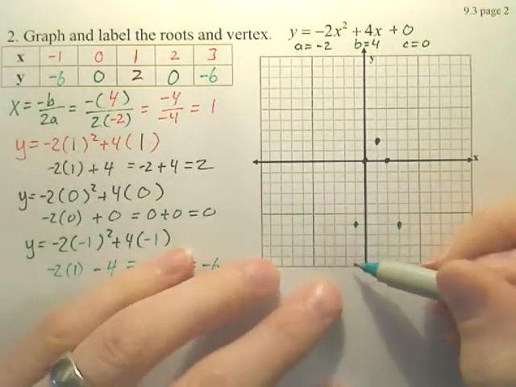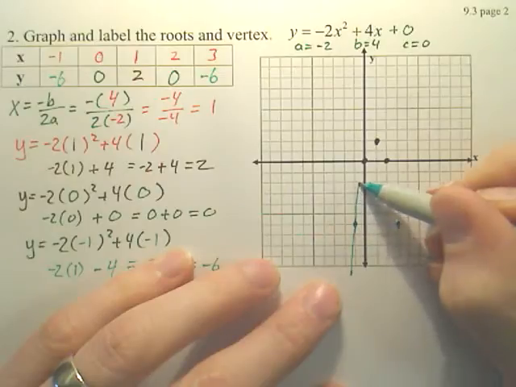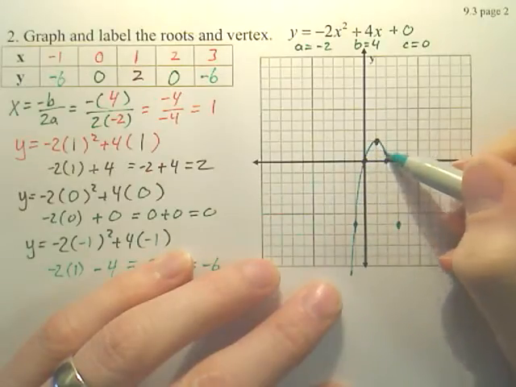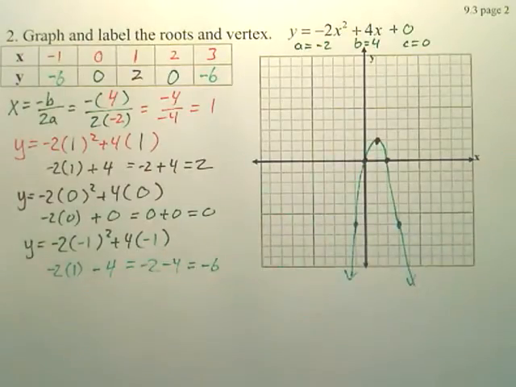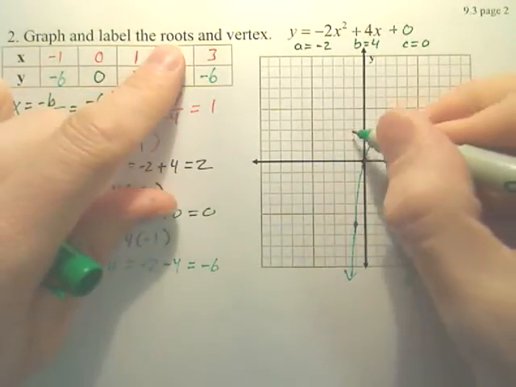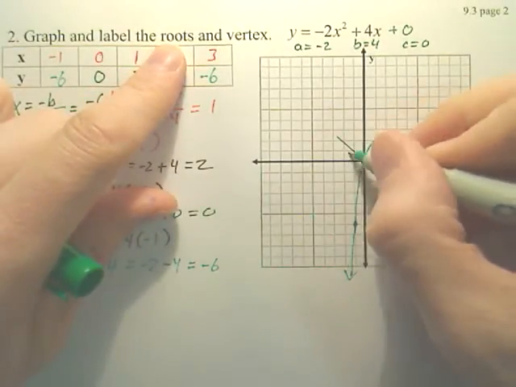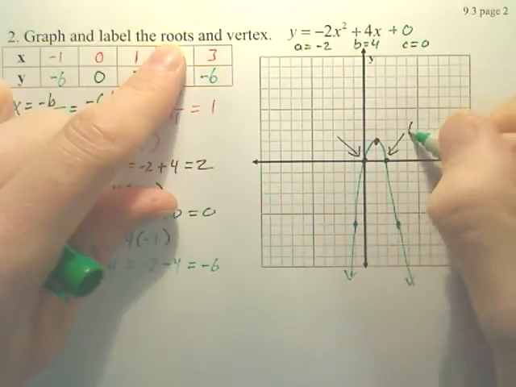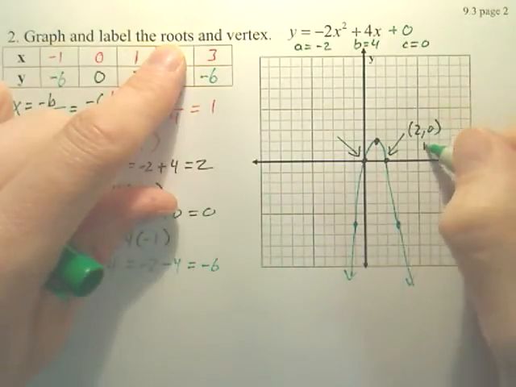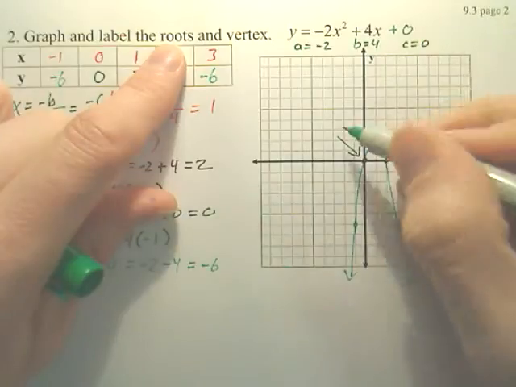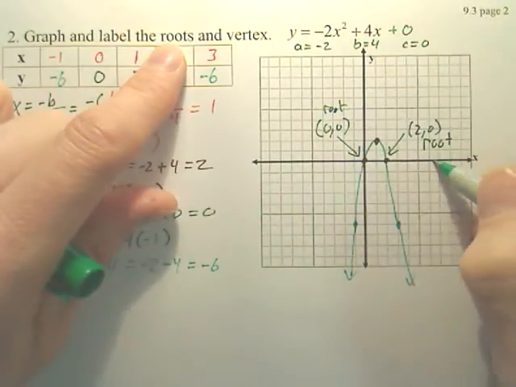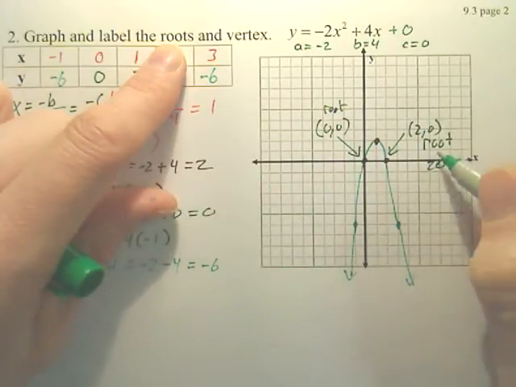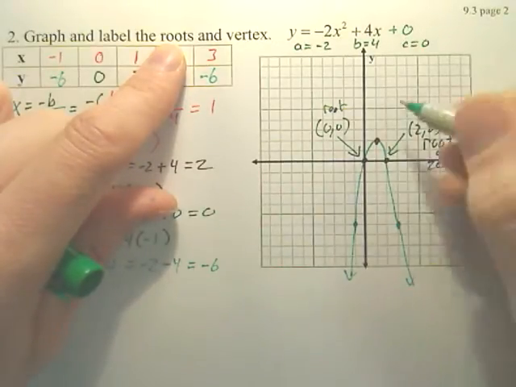Now, hopefully you can see a parabola here. Go through the dots nice and smooth. It should be a U shape. All right, there's our parabola. And we want the roots. Well, the roots look like they're going to be this one and this one. So this right here is 2, 0. That's a root. And this one's going to be 0, 0. That's also a root. By the way, roots can also be called zeros. Roots or zeros, either one.